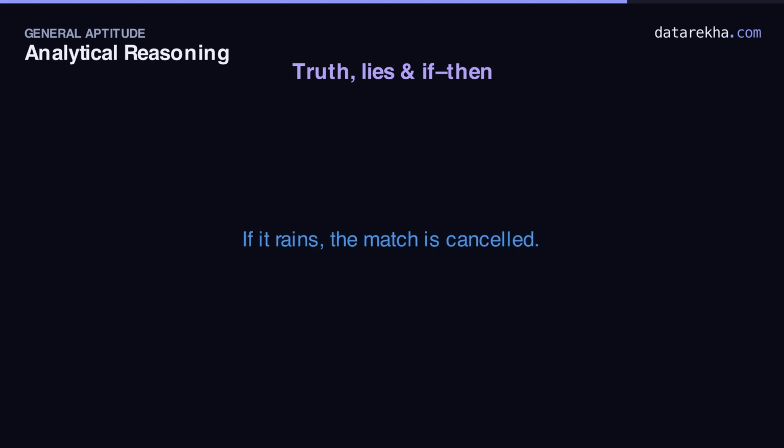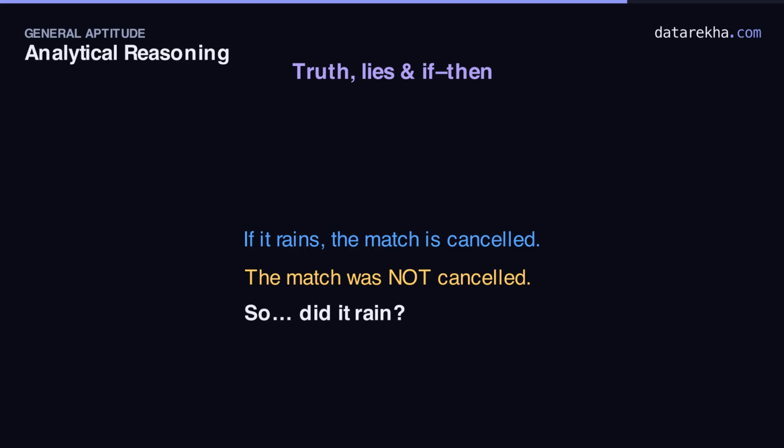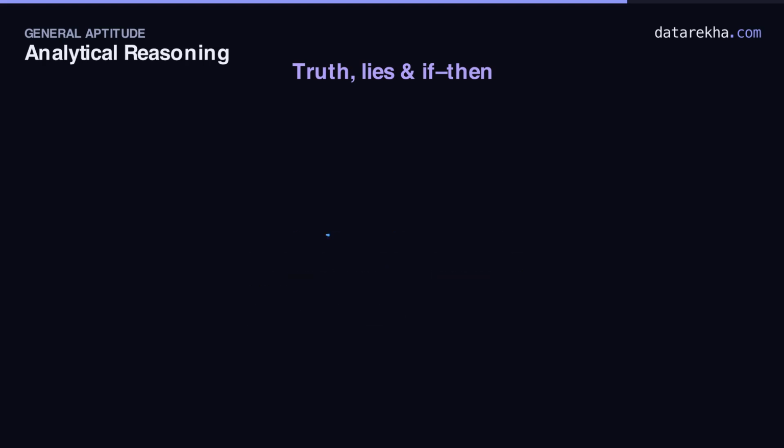The last family is pure deduction, if-then chains, and the truth teller puzzle. Start with an if-then. If it rains, the match is cancelled. Now you're told it was not cancelled. Did it rain? Run it backwards. Had it rained, the match would be cancelled. The rule promises that. But it wasn't cancelled, so it cannot have rained. That reverse step is called modus tollens, and it is always valid.